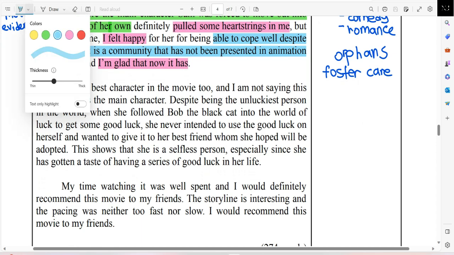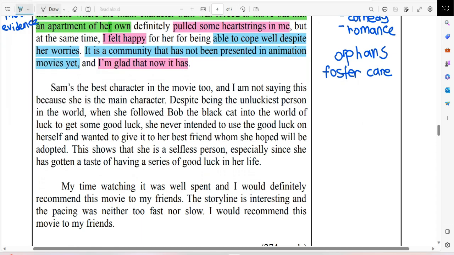We start off by saying Sam's the best character in the movie too. So this is the short form for Sam is. Please do remember to ask your school teachers whether you are allowed to write short forms. Follow their style. If they do not allow you to write short forms, don't do it. If they allow you, great, do it. Anyways, Sam's the best character in the movie too. And I'm not saying this because she is the main character.